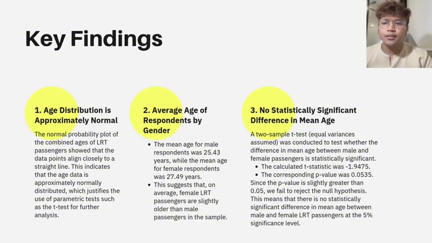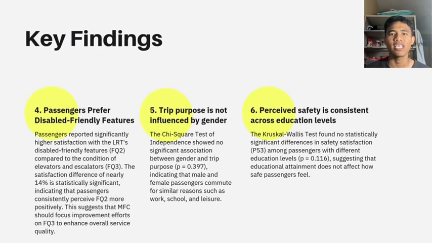statistically significant. For question 2A, our analysis found that passengers are significantly more satisfied with disabled-friendly features (FQ2) compared to the condition of elevators and escalators (FQ3). About 62% of passengers report satisfaction with FQ2, while only 48% felt the same about FQ3. The difference in satisfaction is nearly 14% and the 90% confidence interval ranging from 4.41% to 23.56% confirms this difference is statistically significant. This suggests that MFC should consider prioritizing improvement to elevator and escalator facilities to boost overall satisfaction.